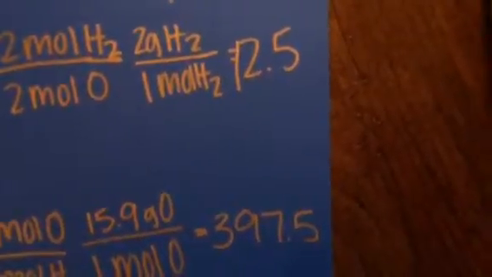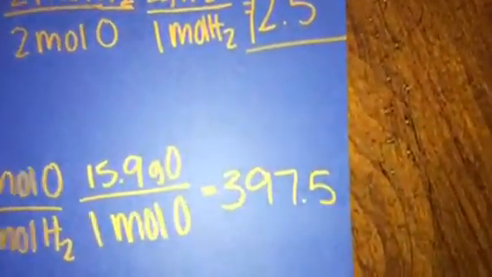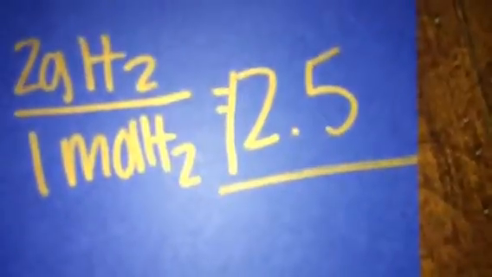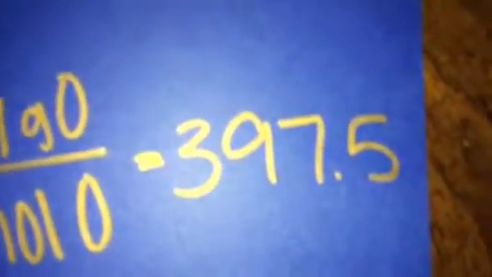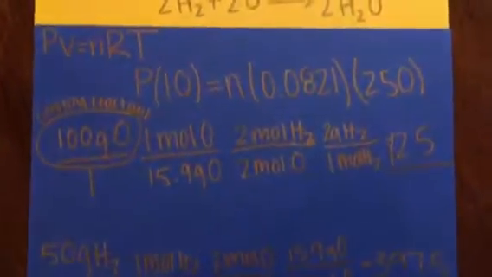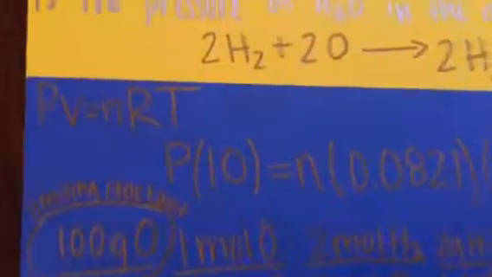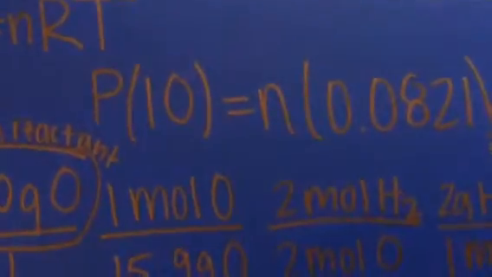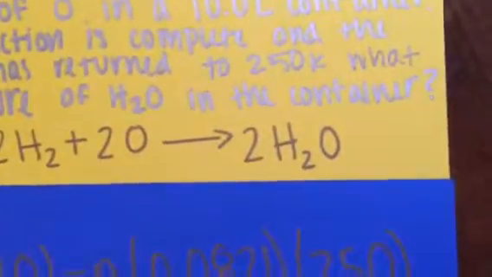After solving for these both, the first thing we do is see which number is smaller, 12.5 or 397.5. We can tell that 12.5 is a smaller number than 397.5. And we know that 100 grams of oxygen is our limiting reactant. We may have found our limiting reactant, but we do not have all of our information to fit in the equation PV equals nRT. As you can see, our question has asked us to look for the pressure of H2O in the container. And here we don't have moles, and that's what we need to find.